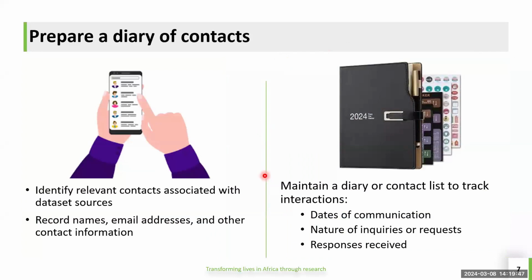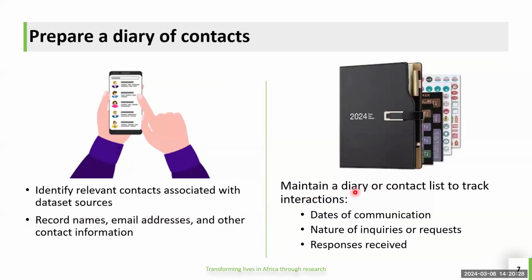And then prepare a diary of contacts. So you identify the relevant contacts associated with each of the data sets. This helps you to follow up later. These are the details that would go into the diary of contacts. Record name, email, and other contact information, something that's relatively stable or static. So once you have someone's name, unless that person changes jobs, that name won't change, their email, these things are more or less stable.